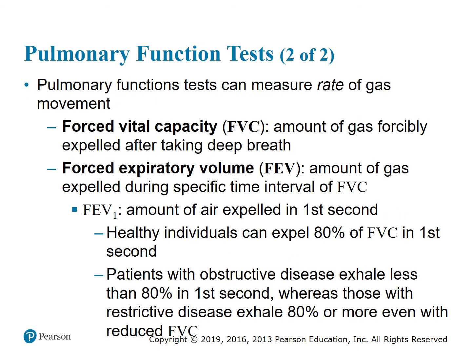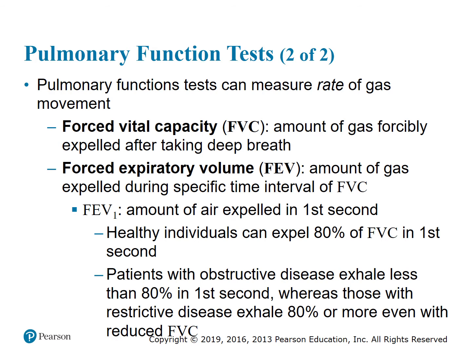Pulmonary function tests can measure the rate of gas movement. Forced vital capacity, the FVC, is the amount of gas forcibly expelled after taking a deep breath. The forced expiratory volume, or FEV, is the amount of gas expelled during a specific time interval of the FVC. And FEV1 is the amount of air expelled in the first second.